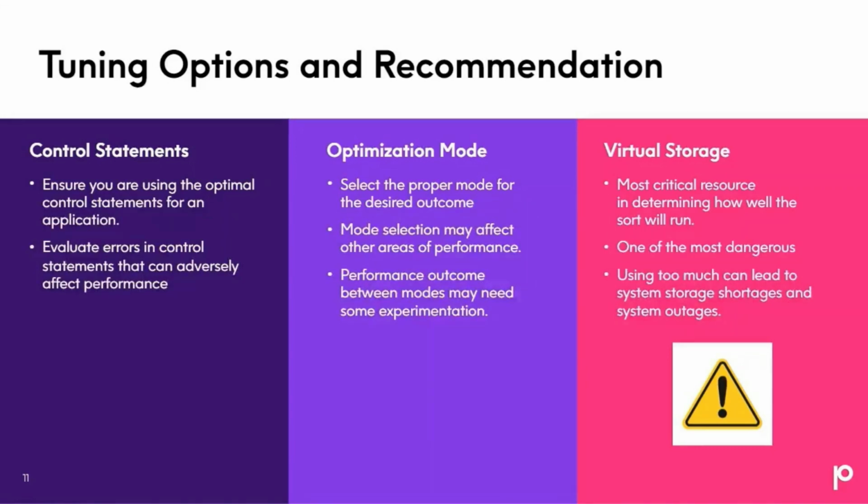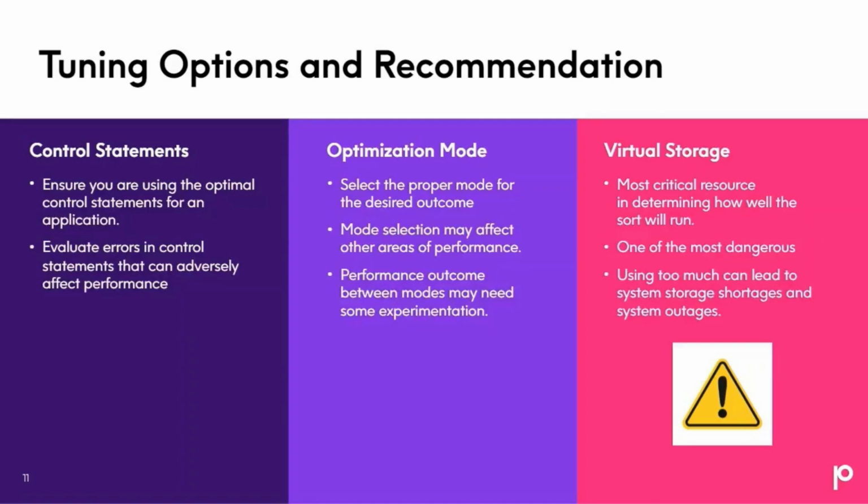Things like not using INCLUDE or OMIT to limit the number of records sorted. For instance, the application only processes one type of record, but the input file has 10 different record types in it. Or using exit programs for functions that could easily be accomplished by using the sort features.